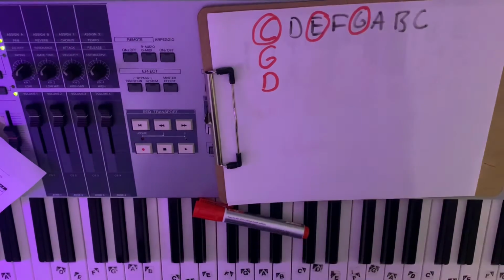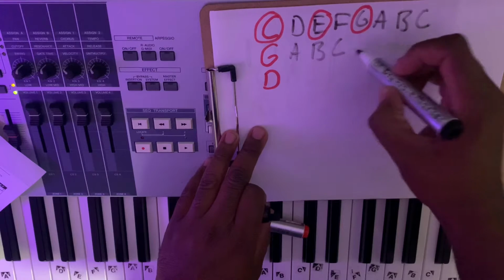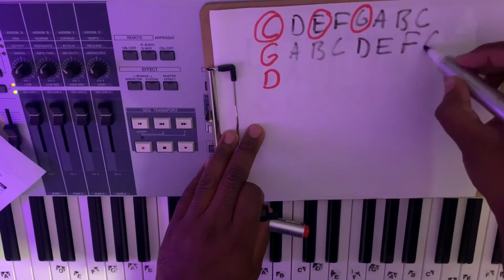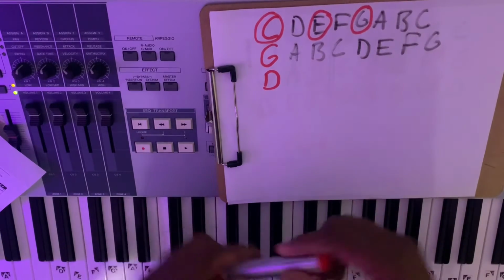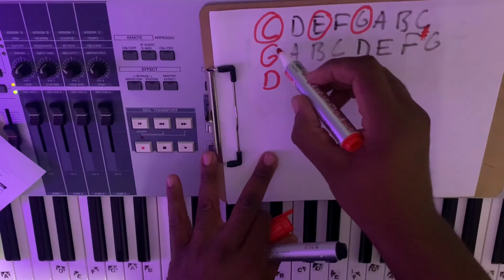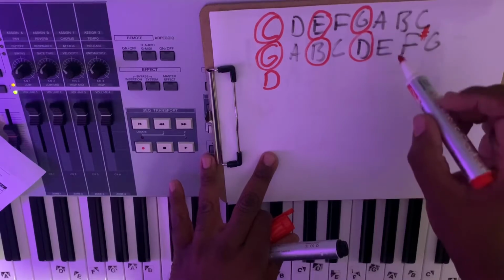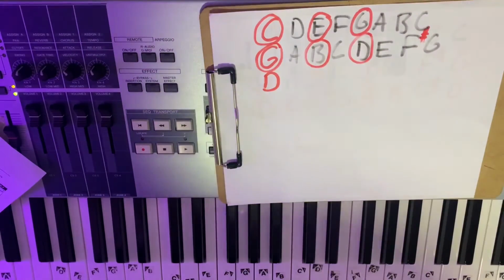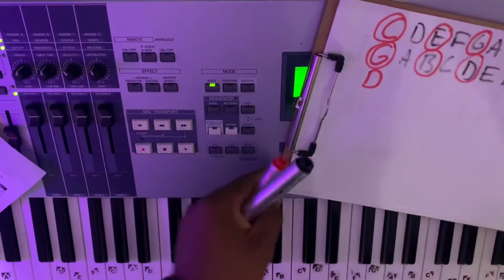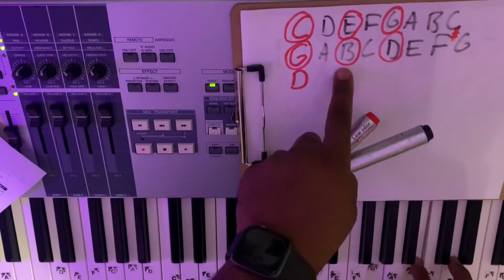If I draw out the G scale: G, A, B, C, D, E, don't forget F sharp, and then G. I'll do the sharp in red. Nice. And again, circle the first letter, the third letter, and the fifth letter to give you the G major chord. G, B, and D.